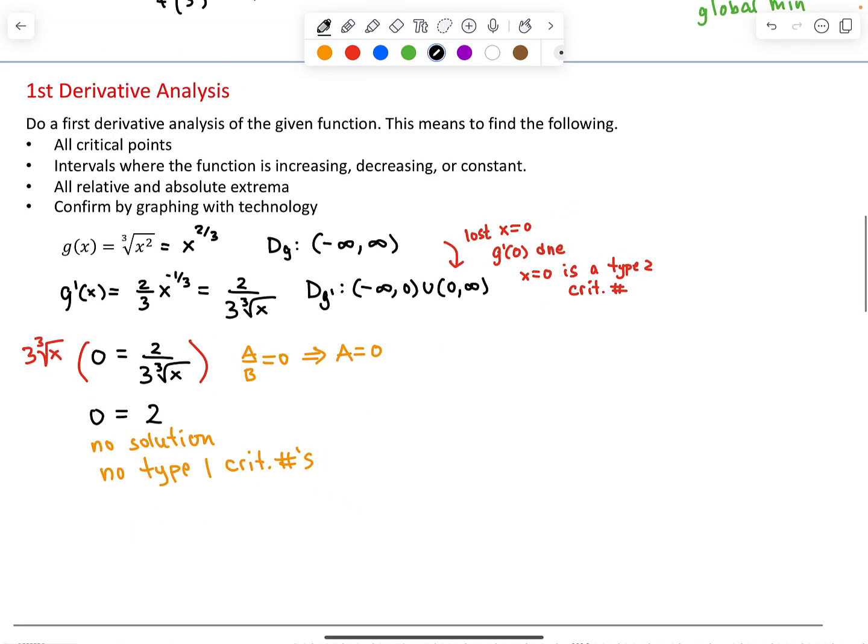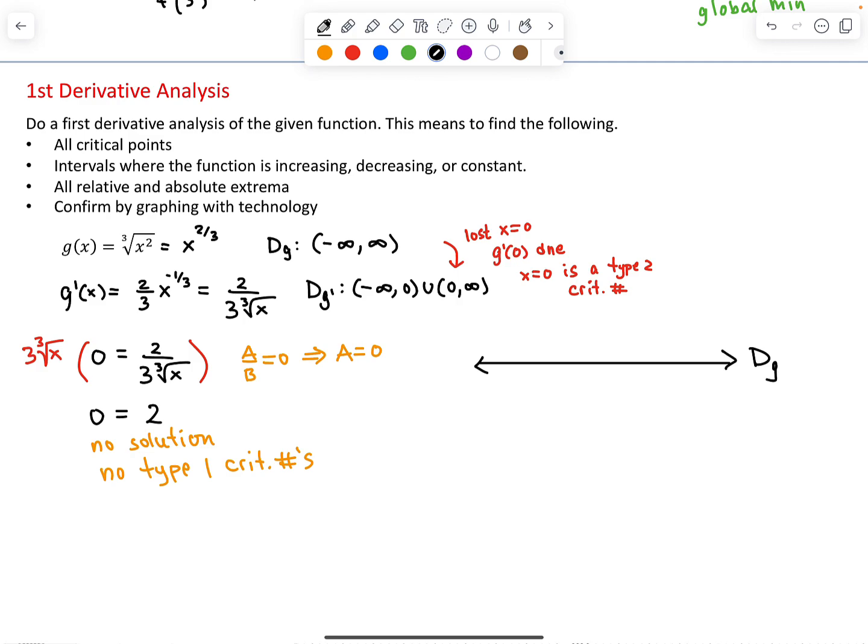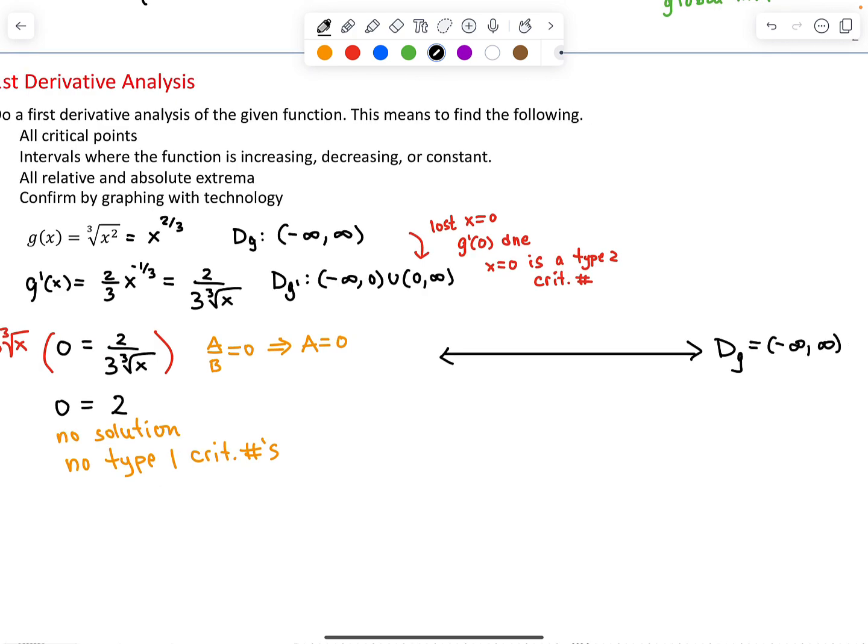So next we do our number line that represents the domain of g, which will be all real numbers, and we put on it the only critical number we have, which is a type 2, which is at 0. This gives me 2 subintervals. The 2 easy test numbers are -1 and 1, and let's test them into the derivative. So g prime of -1 will be 2 over 3 times the cube root of -1. The cube root of -1 does exist. It's -1. So in the end, this will be -2/3. It doesn't really matter what the value is. All that matters is that g prime is negative on this interval. We put a minus sign and an arrow to indicate that the function is decreasing.